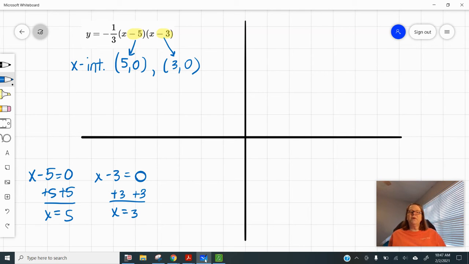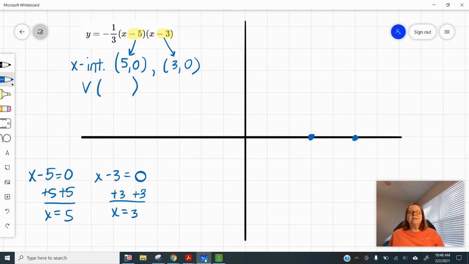And so I can go over here, 1, 2, 3, 0. That's one of my intercepts. And 5, 0, that's another. So I know that those are 2 points on the graph automatically. I already have 2 points. And what I need to find is my vertex. Now my vertex is going to be halfway between those 2 points, which is kind of cool.